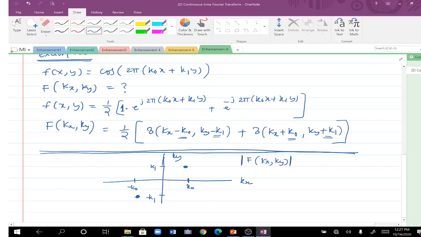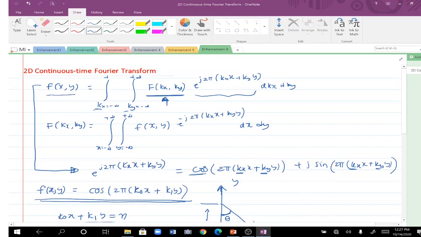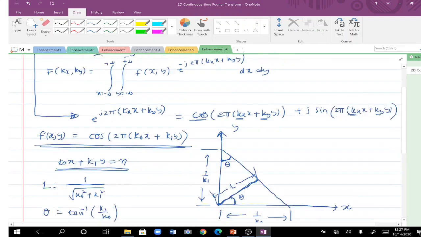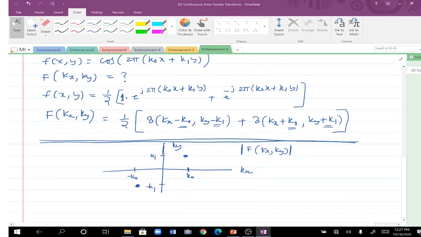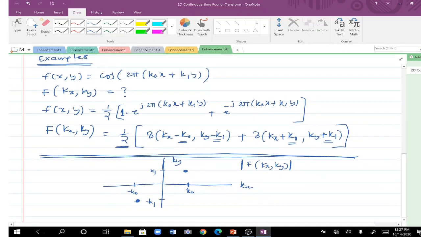That's how your magnitude spectrum of kx, ky would look. If you want to double check this result by reconstructing f of xy from this f of kx comma ky, you could see that this has values at only two points, k naught k1 and minus k naught minus k1. You substitute them here and you would realize that the imaginary parts cancel out and you end up getting 2 times cos of it, and then the 1 by 2 that you have here, scale it appropriately, to get cos of 2 pi times k naught into x plus k1 times y. Hope this is clear for you.